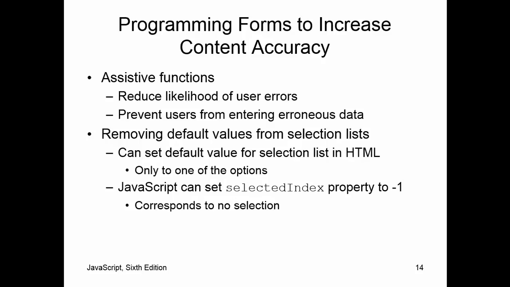Programming forms to increase content accuracy. Again, assistive functions. You want to make it as hard for the user to screw up as possible. And please, please, think of why you'd want to do that. Because again, what you're looking for is that if the user is filling out a form, it's probably because they're registering for something or doing something similar to that, whatever it happens to be.